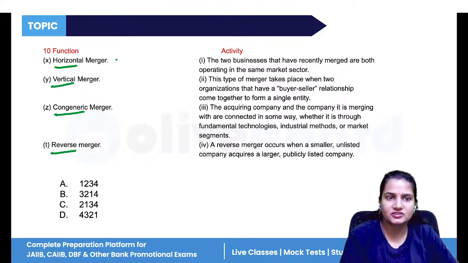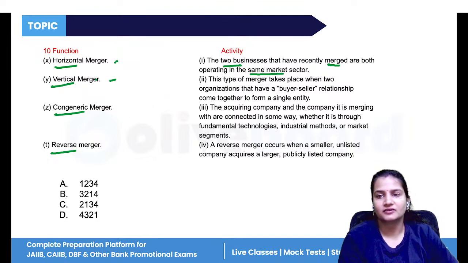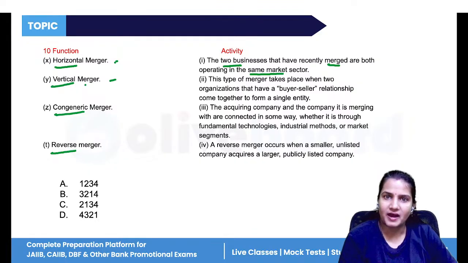Now, horizontal merger is what? When the merger is taking place in a similar type of business. So, two businesses that have recently merged operate in the same market. Vertical means when the merger is happening like a buyer-seller relation or supplier-buyer relation. So, this type of merger takes place between parties having a buyer-seller relationship.